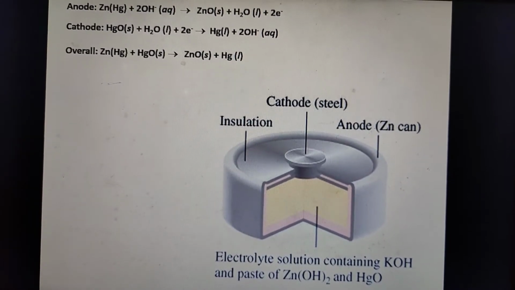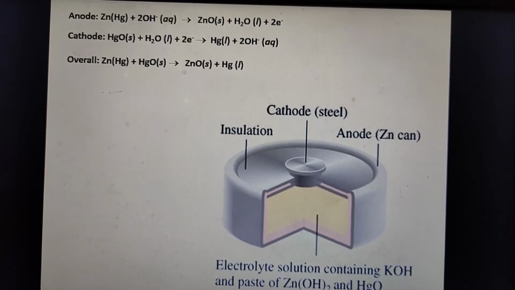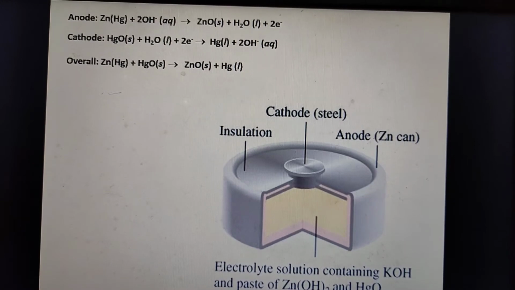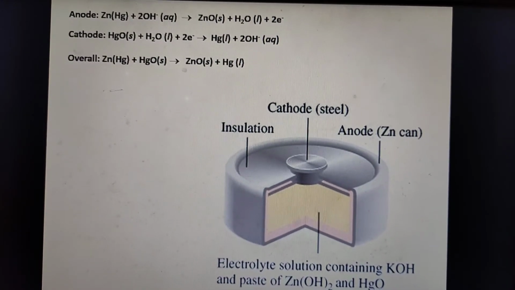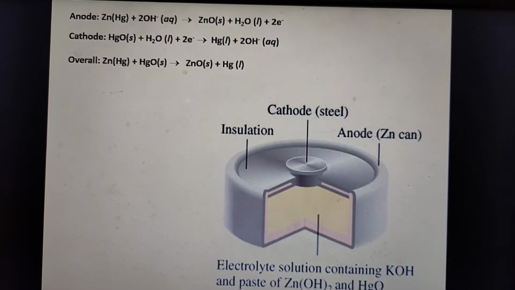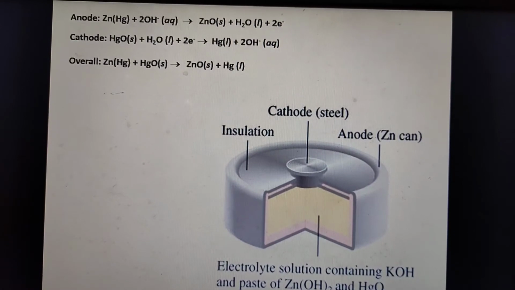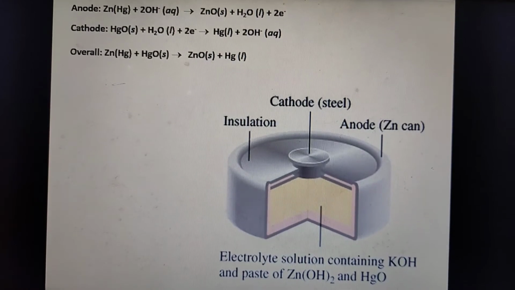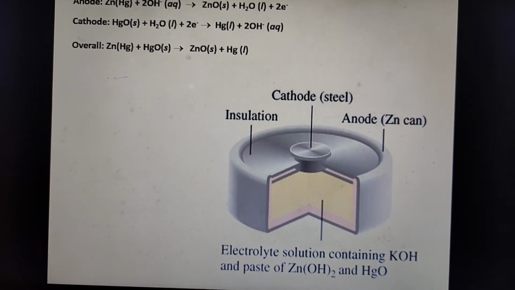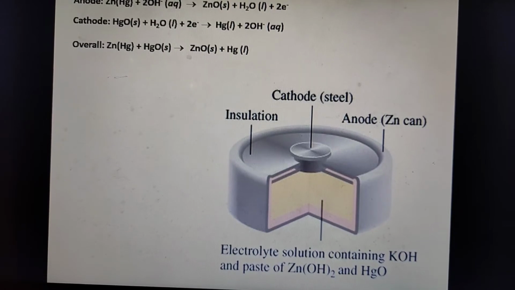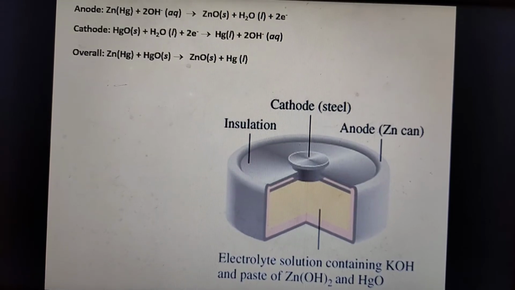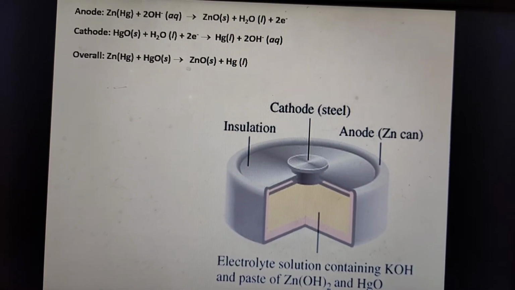And you can see the figure of a mercury cell. In the mercury cell you have a cathode. You can see a steel cap, and below that there will be zinc. Then at the cathode you can see a steel cap, and below that there will be mercuric oxide paste. Then the anode you can see is the zinc can, and the electrolyte contains potassium hydroxide and a paste of zinc hydroxide and mercuric oxide. Since potassium hydroxide is there, the electrolyte is alkaline in nature.